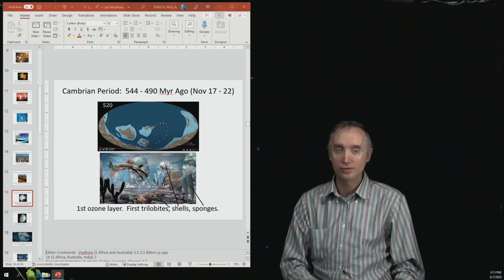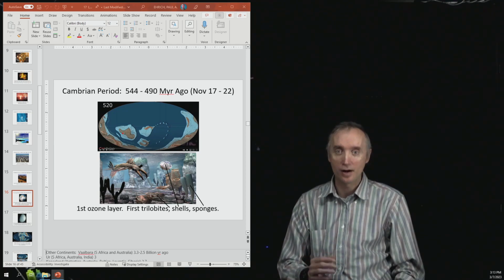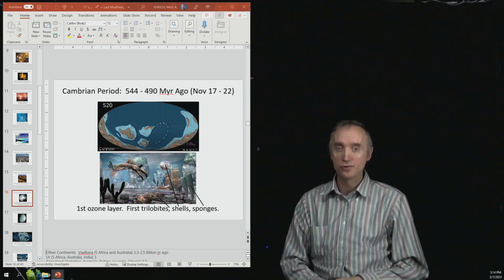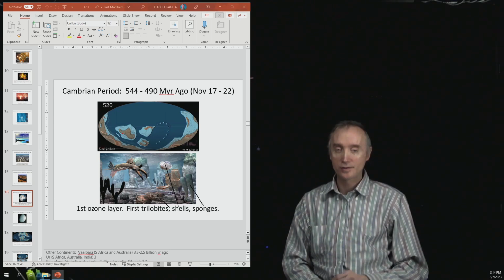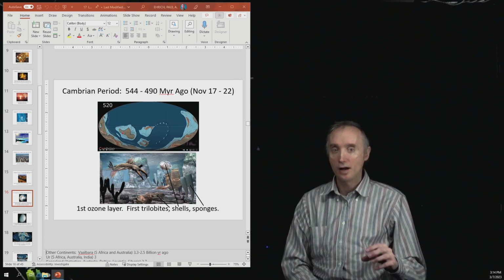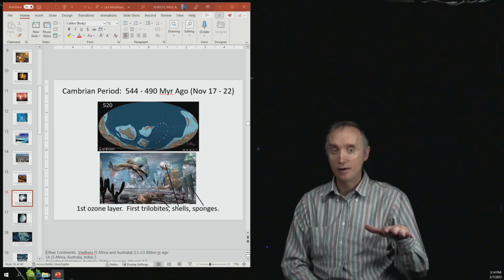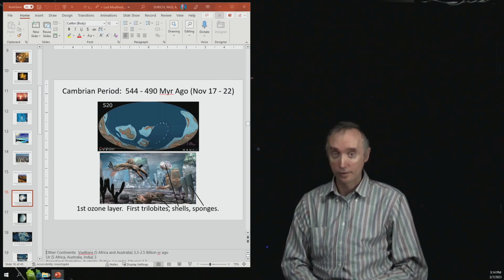So for my students at OTC, keep your eye on the red dot, and it shows what Missouri was like. And you will notice that sometimes the continent is going to be completely out of the water, and then sometimes the continent is going to be covered by water.